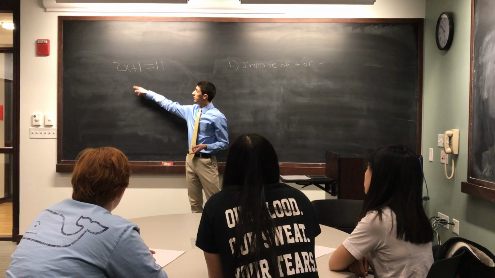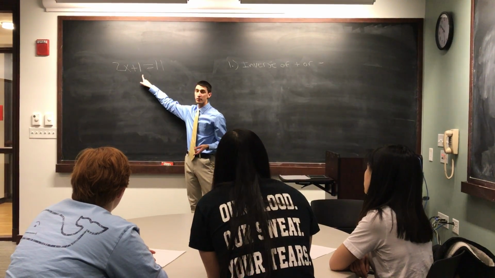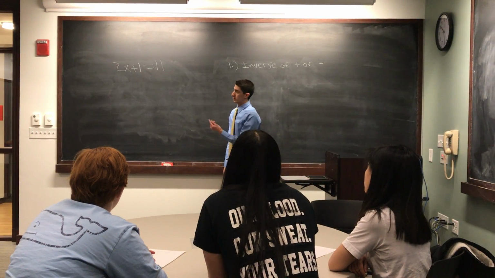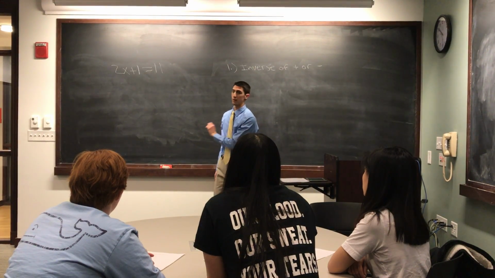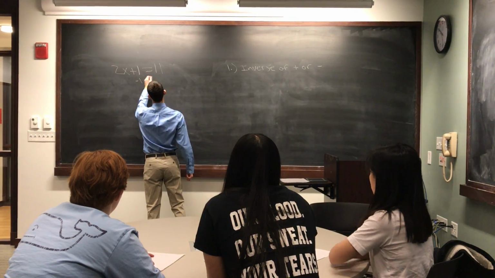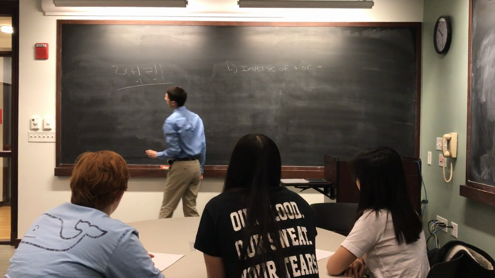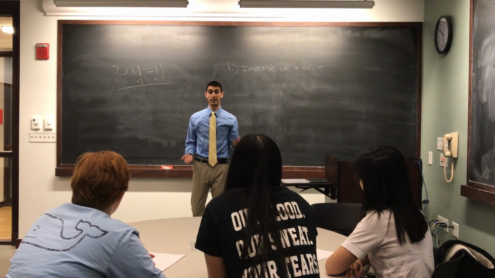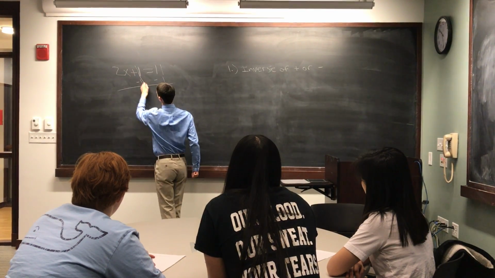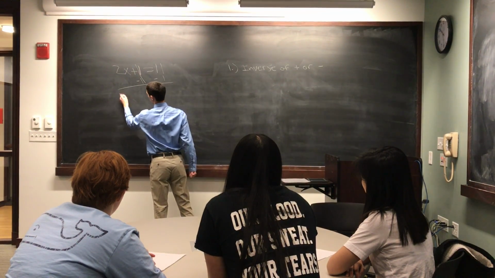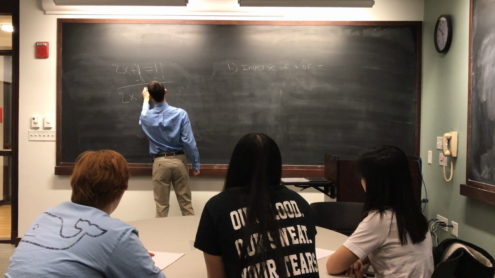So we can see here that we have 2x plus 1. So in order to undo this, we need to subtract both sides of the equation by 1. Because remember, what you do to one side of the equation, you have to do to the other side to maintain this balance, this equality. So we can see that both 1's cancel, and we're left with 2x equals 10.